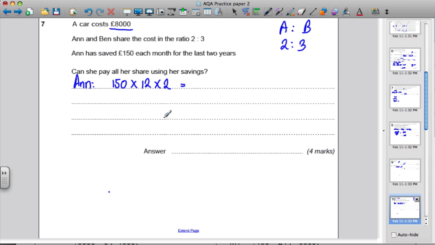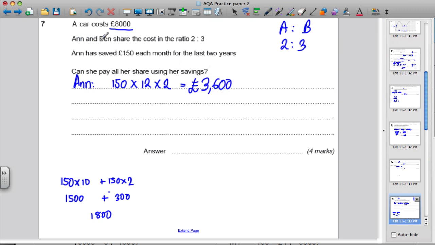Okay, let's have a go at working this out. If I want to work out 150 times 12, I can do 150 times 10 plus 150 times 2, which is 1,500 plus 300, which is 1,800, and then double it for each of the 2 years, so the total is £3,600. So she has saved £3,600 to buy her share.